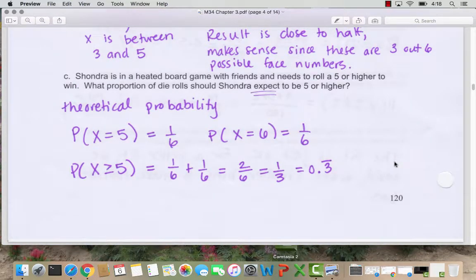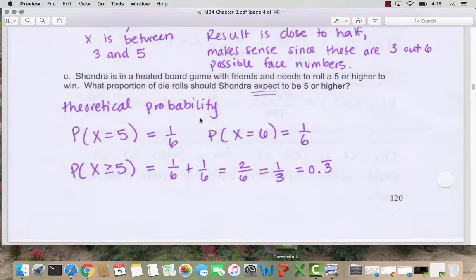Now, Chandra is in a heated board game with friends, and she needs to roll a 5 or higher to win. What proportion of the die rolls should she expect to be 5 or higher? We know 5 is going to come up 1 out of 6 times. 6 is going to come up 1 out of 6 times. We can add up these probabilities because they are mutually exclusive, right? She's not going to roll both a 5 and a 6 at the same time. So if we add up 1/6 and 1/6, we get 2/6 or 1/3 or 0.3 with a bar.